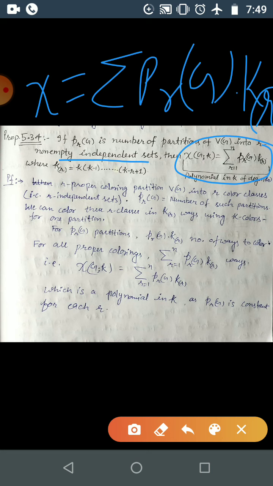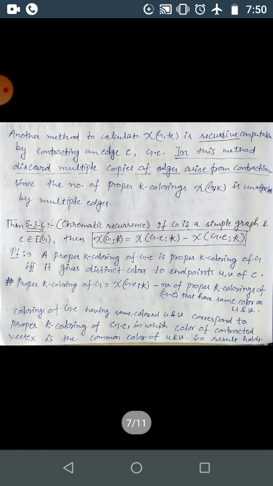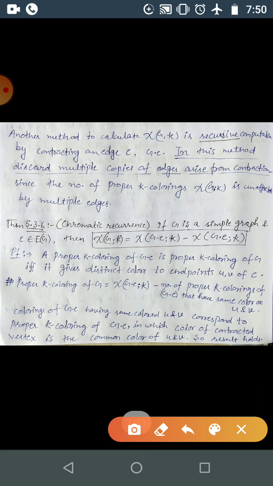So that is the number of ways for proper coloring when k colors are given, and one was this and another was this. For a simple graph G, we discussed that the chromatic polynomial of G when k colors are given is the chromatic polynomial of G minus E minus the chromatic polynomial of G contracted E, both with k colors. We discussed this in the last lecture.